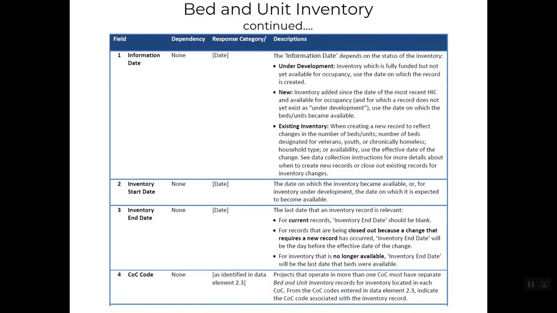Inventory date, again, is the date that those beds became available for lease up. This date for some projects may be very far in the past. Your inventory end date, again, you can leave it blank. If you know that it's going to be closed out for a certain reason, then you may enter an end date. And again, COC code is very important, especially for projects that operate in multiple COCs.